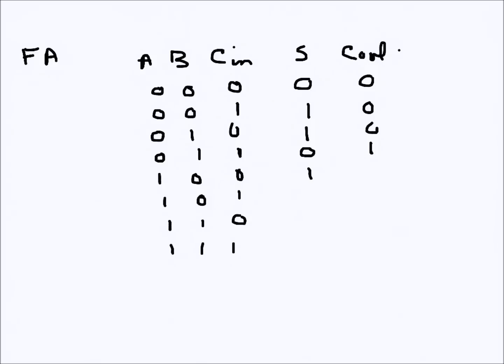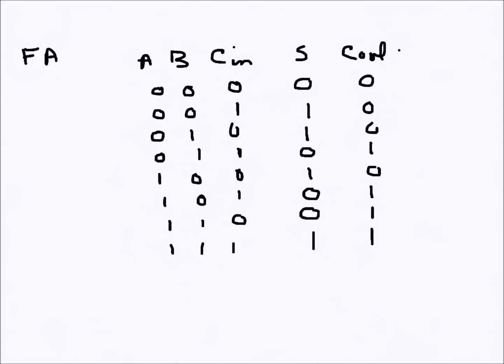1 0 is 1 again, 0. This is again 2, so 1. This is again 2, 1 here, and this one is actually 1 here because this is 3. 1 plus 1 plus 1 is 3, that is 1 for sum and 1 for carry.